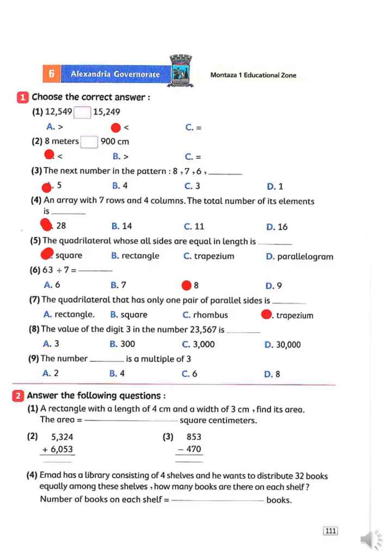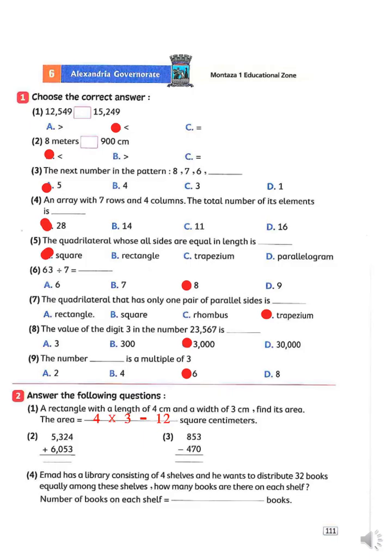The value of the digit 3 in the number 23,567 is 3,000. The number that is a multiple of 3 is 6. Answer the following questions. A rectangle with a length of 4 centimeters and a width of 3 centimeters. Find its area. The area here, 4 by 3 equals 12.